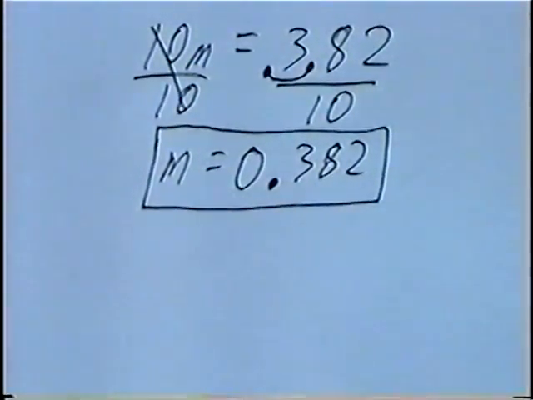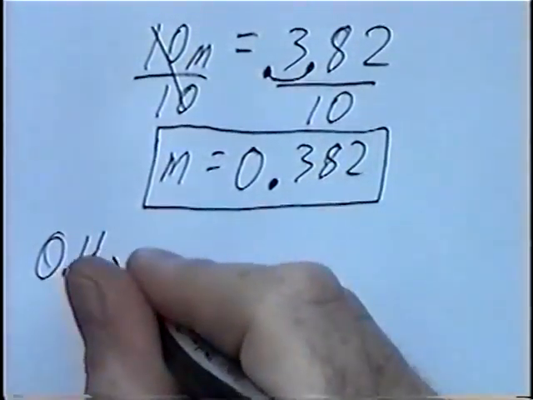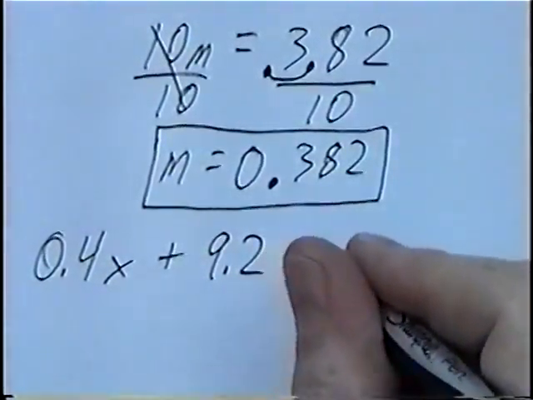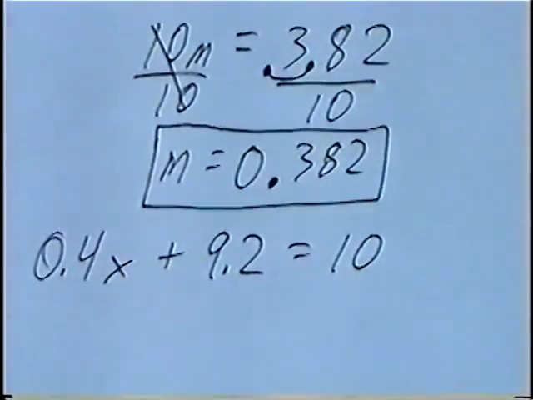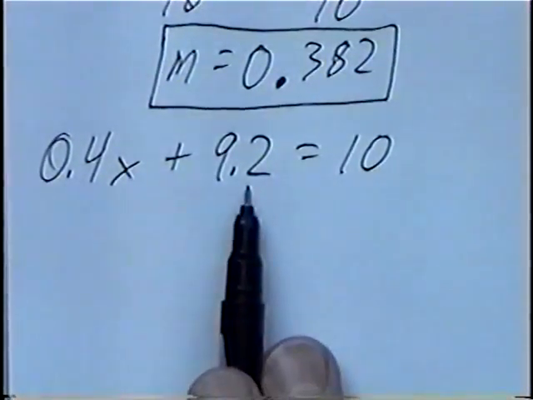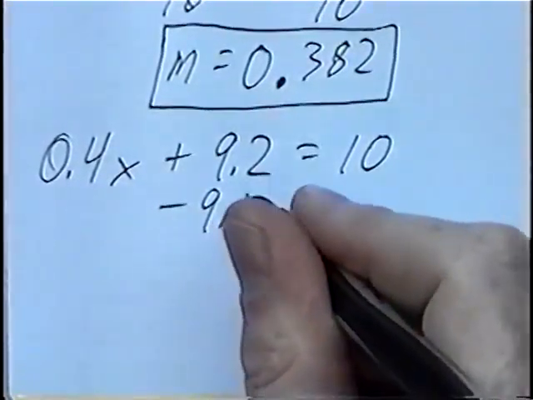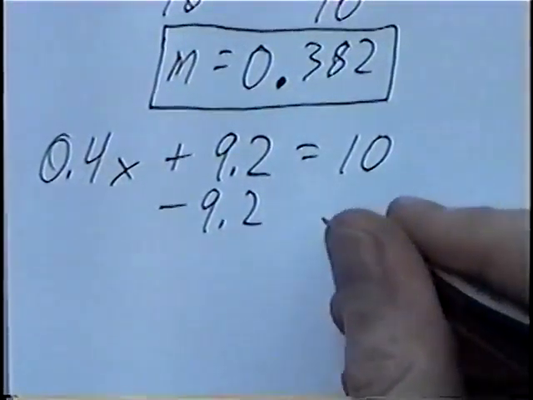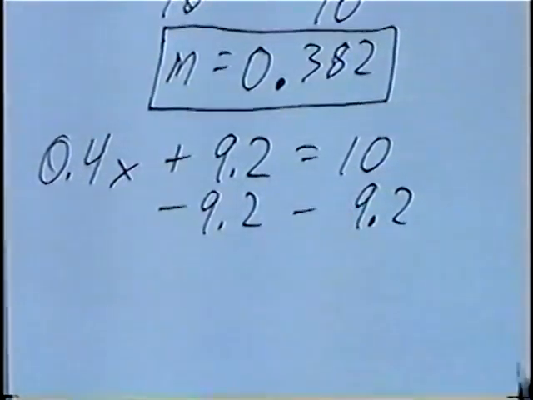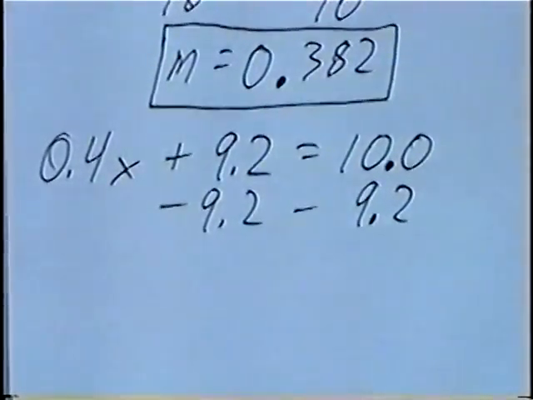Second question and last question for the section. 0.4x plus 9.2 equals 10. Again, solving for x, the number away from x, adding 9.2, we can cancel that by subtracting 9.2 on both sides. If the 10 does not have a decimal, we can add a decimal after it and also put a 0.